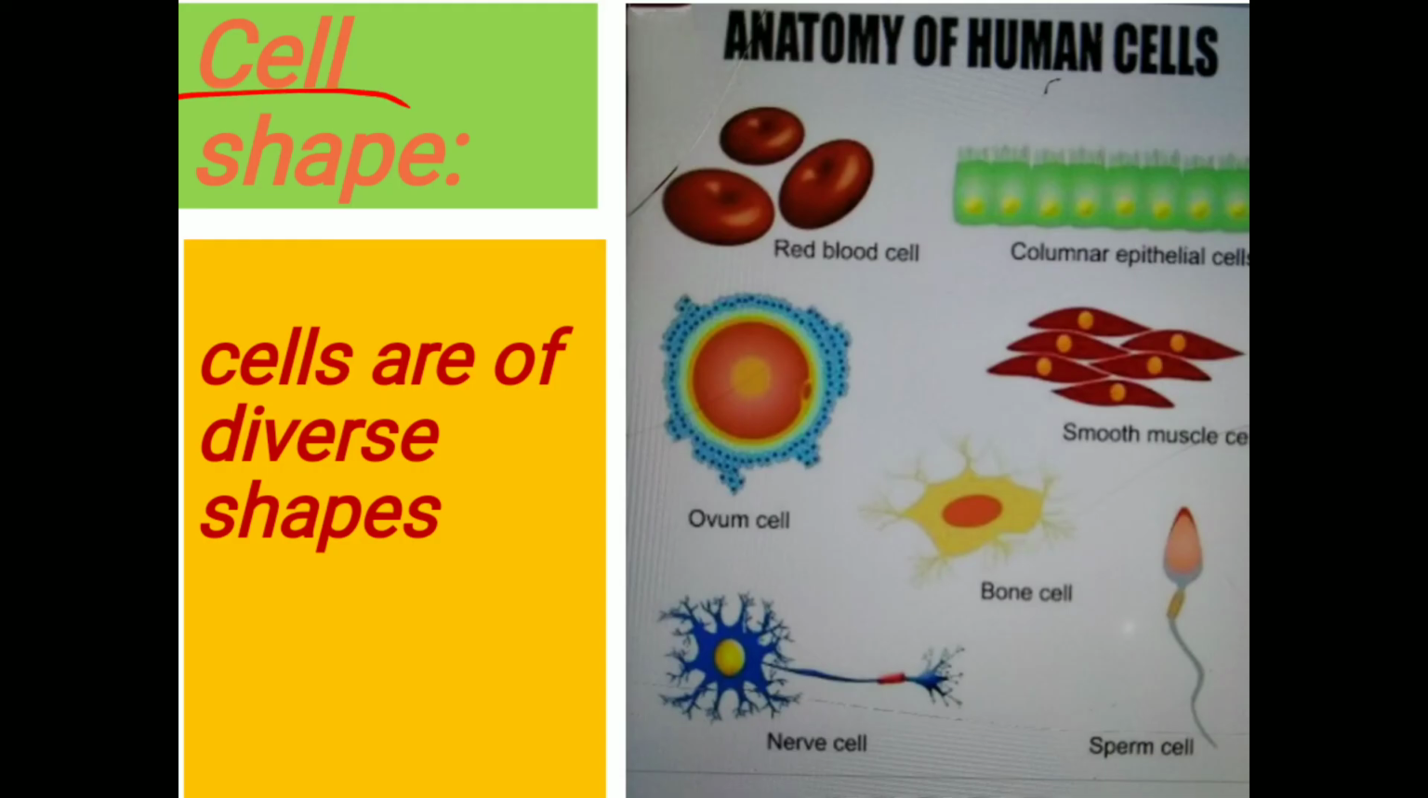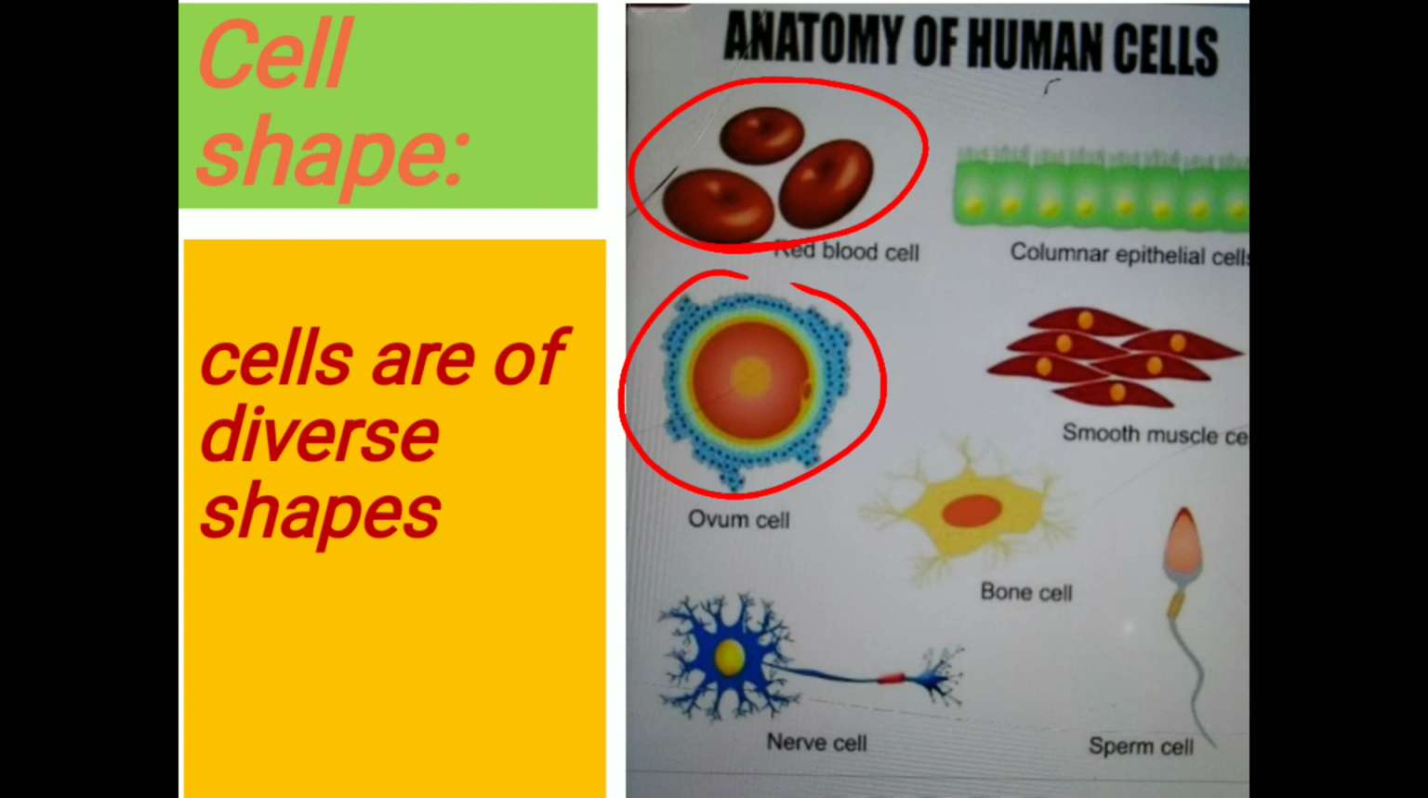Now, our last topic is cell shape. Cells are of diverse shapes. Different cells have different shapes, such as red blood cells are spherical in shape. Ovum cell is oval in shape. Smooth muscles are spindle in shape. It means cells are of diverse shapes. They change their shape according to the conditions. Most cells, however, maintain a constant shape all through their existence. So the shape of the cell is related to their function.